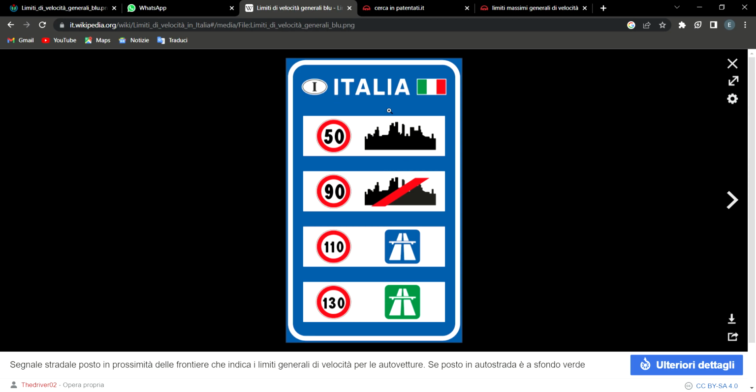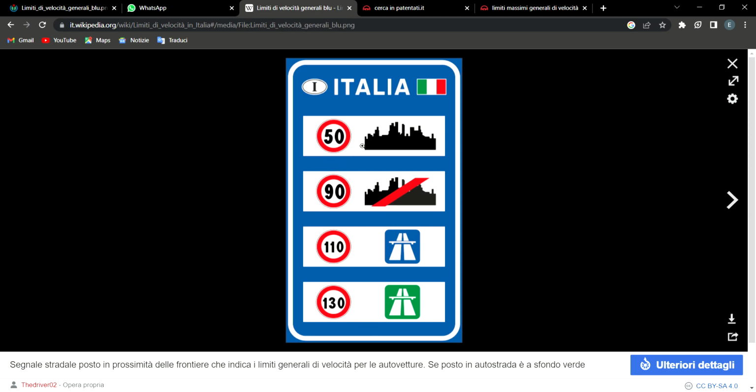So this is the sign. And this very sign is always found at every border here in Italy. It simply tells about the maximum speed you are allowed to drive on each and every road here in Italy. So here in Italy we have different categories of road.